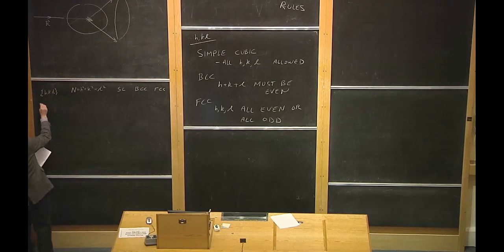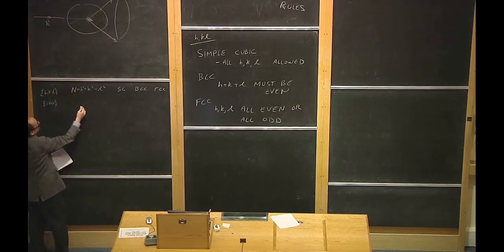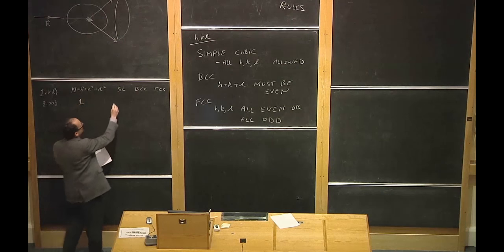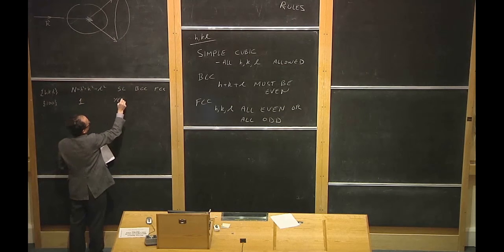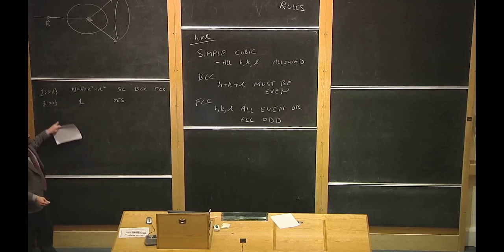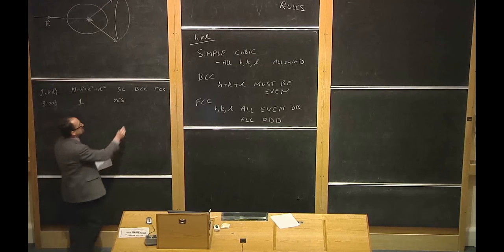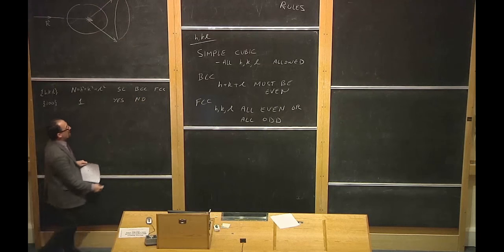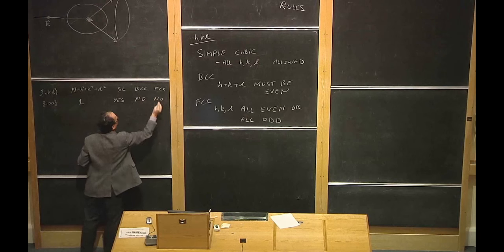So what's the simplest possible family of lattice planes we could be talking about? We could be talking about 1, 0, 0. So n, h squared plus k squared plus l squared, is 1. Simple cubic, yes, that's allowed. All h, k, and l are allowed for simple cubic. BCC, it's not allowed because 1 plus 0 is odd, so this is no. FCC is not allowed because they're not all odd or all even, so it's not allowed for FCC.